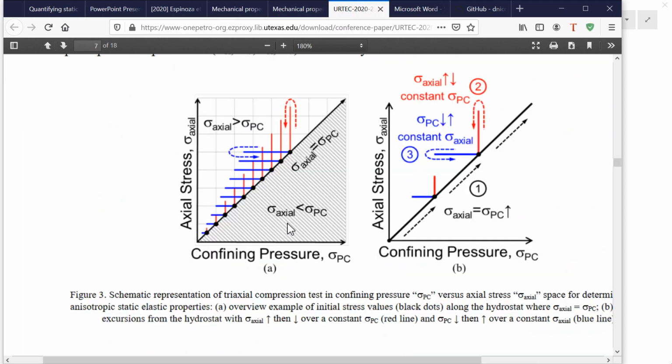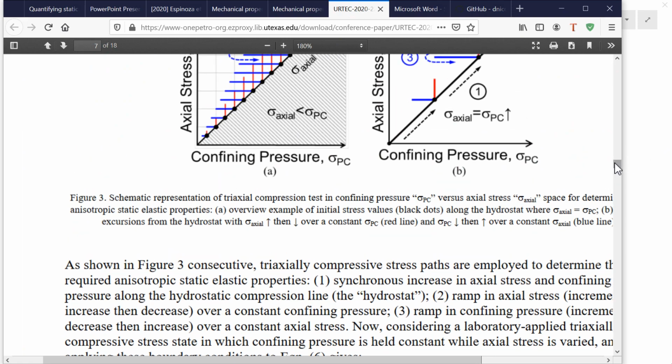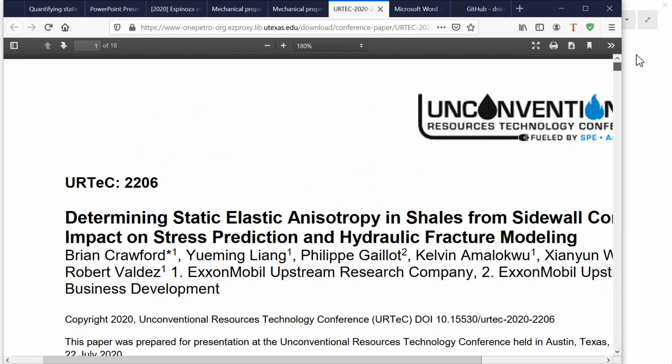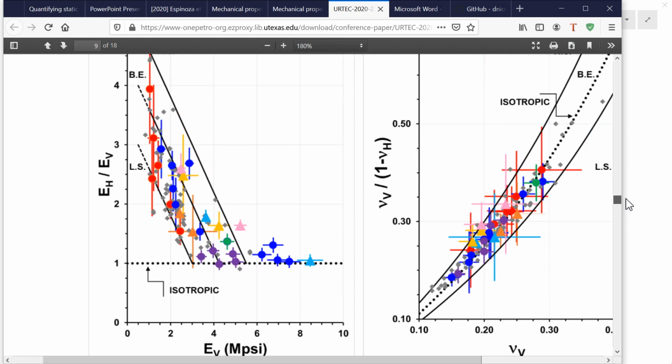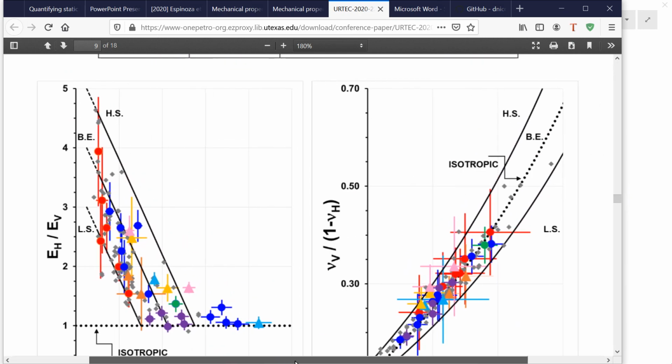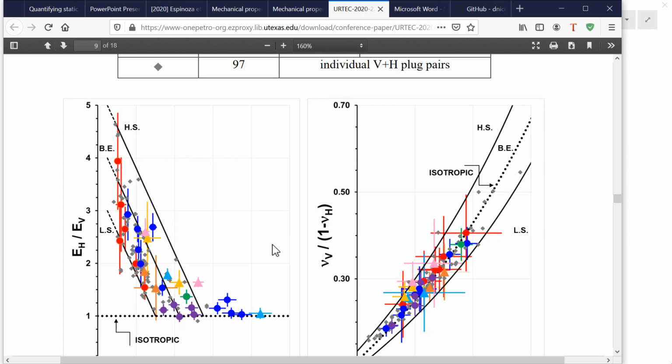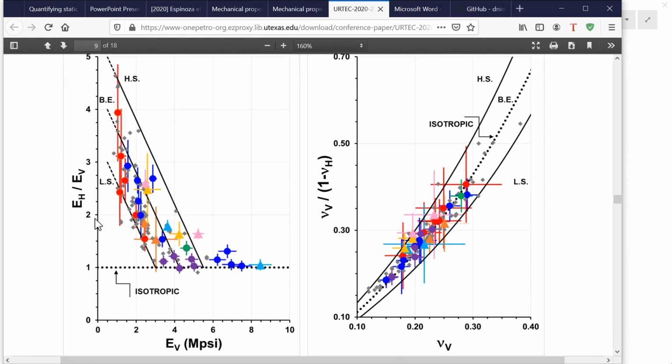And I have here another case to share with you. Let me again go first to the title, the paper number, and now go to the data, where we can see quite a bit of data. This is a very nice summary of the variation of the anisotropy, static anisotropy of shale rocks as a function of the vertical Young modulus. And what we can see in this case is that the softer the rock in the vertical direction, the more anisotropy there is in these shales.